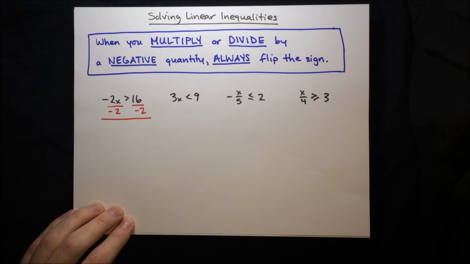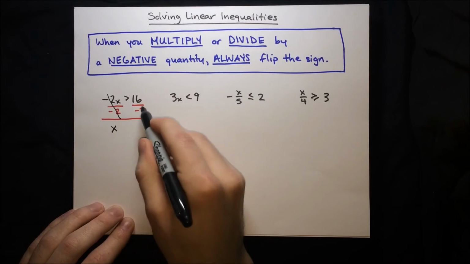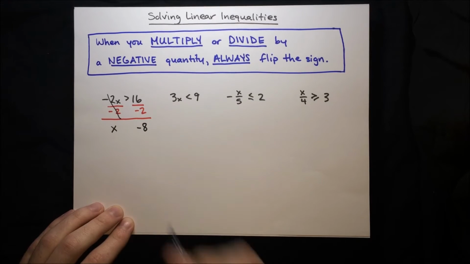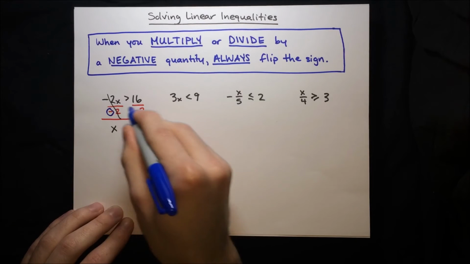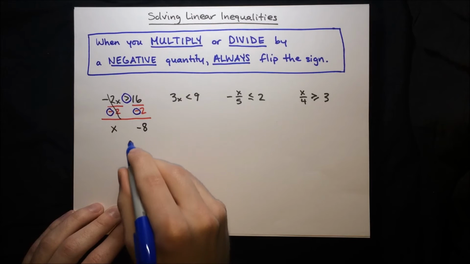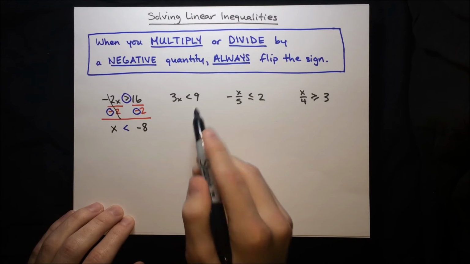And then we have on this side x, and then on this side we've got 16 divided by negative 2, which is negative 8. And then because we divided by a negative number, we have to flip that sign. Instead of a greater than, it becomes a less than. Okay, now for the next problem, 3x is less than 9.